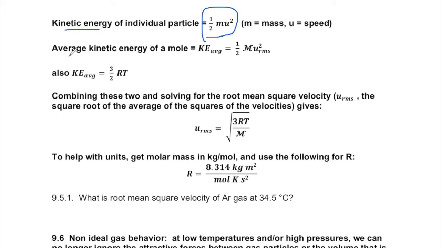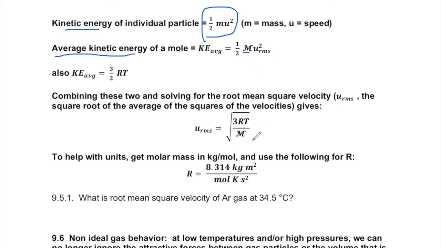And so when we talk about a mole of gas, it's not very convenient to talk about the kinetic energy of each gas particle in a mole. Of course, a mole is a crazy big amount of particles. And so it's more convenient to talk about the average kinetic energy of the mole of gas. So instead of the mass of the individual gas particle, you have the molar mass, how many grams per mole you have.